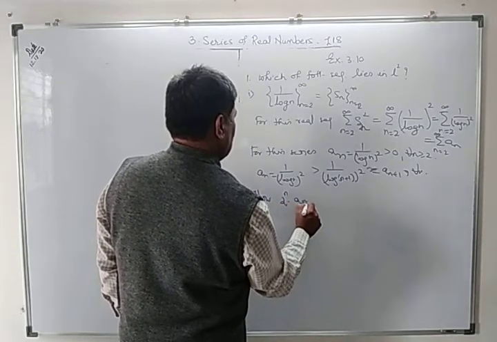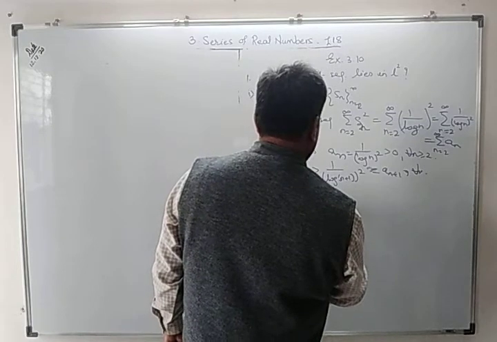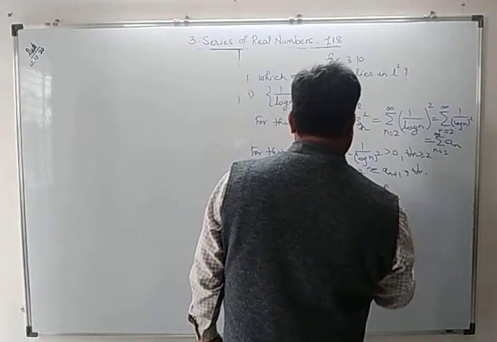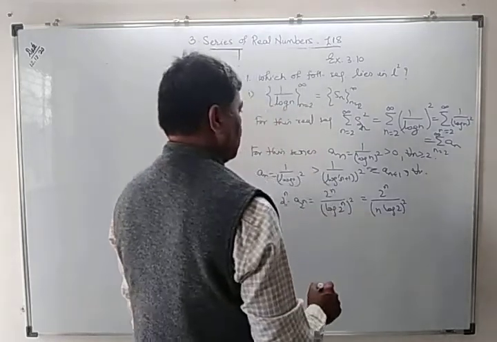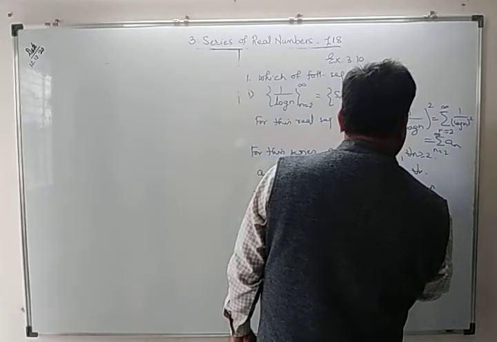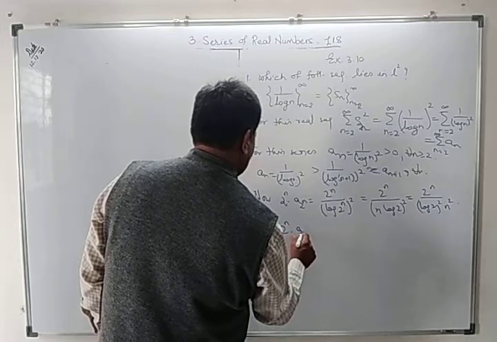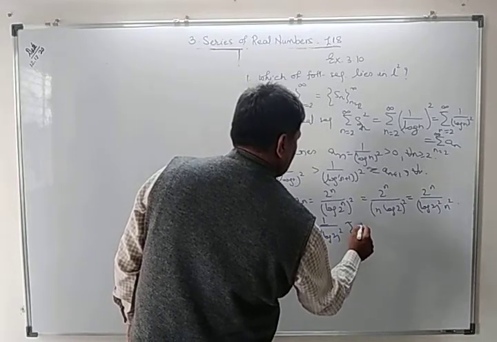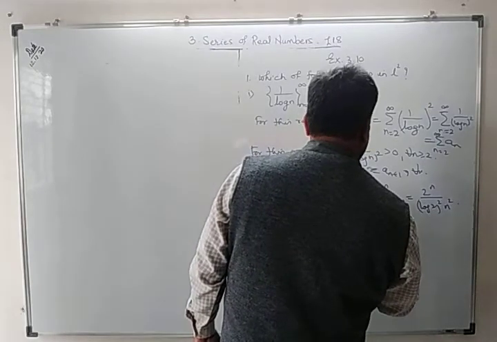Now 2 raised to n into a with suffix 2 raised to n is equal to 2 raised to n upon (log of 2 raised to n) squared. Is it clear? So which is equal to 2 raised to n upon (n log 2) squared, which is nothing but 2 raised to n upon (log 2) squared into n squared. And therefore the summation of 2 raised to n into a with suffix 2 raised to n is equal to 1 upon (log 2) squared into the summation of 2 raised to n upon n squared. Okay. So this is 1.